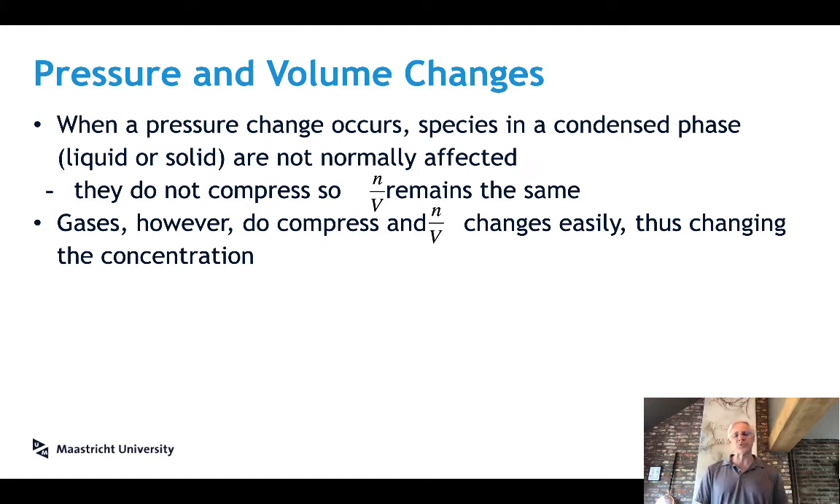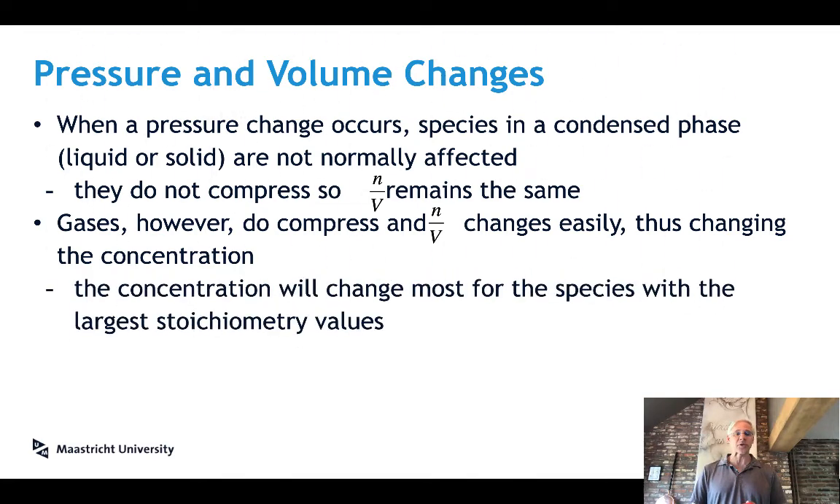Gases, however, do compress, and as you compress a gas, its concentration will go up, or you can expand a gas and then its concentration would go down. If you're changing the concentrations of one thing or another, then you're going to throw it out of equilibrium.